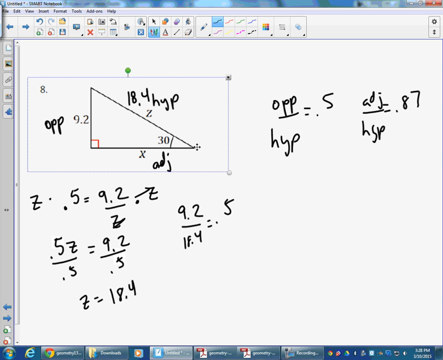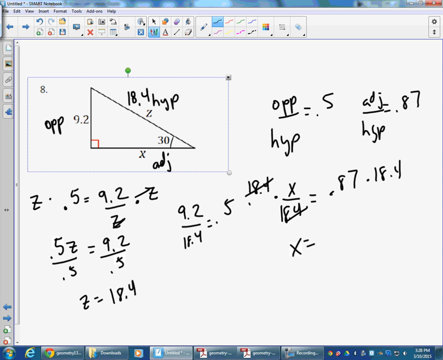Now I'm going to figure out x. The adjacent divided by the hypotenuse, x divided by the hypotenuse, 18.4, would be 0.87. Adjacent divided by hypotenuse is supposed to be 0.87. To solve for x, I would multiply by 18.4, and this cancels, and I get x equals 0.87 times 18.4.